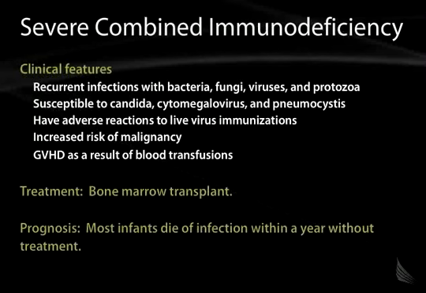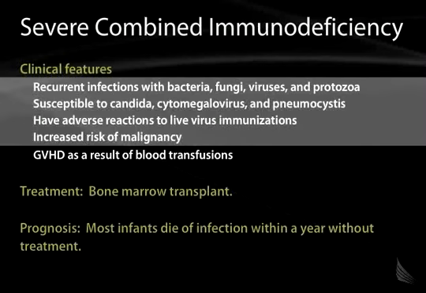As the name severe combined immunodeficiency implies, these patients are at risk for a variety of infections. Here, in contrast to things such as Bruton's, they have recurrent infections not just with bacterial organisms, but with fungal, viral organisms, and protozoa. You will see them having susceptibility to organisms such as Candida, CMV, and pneumocystis, much as what one might expect to see within a patient affected by AIDS.